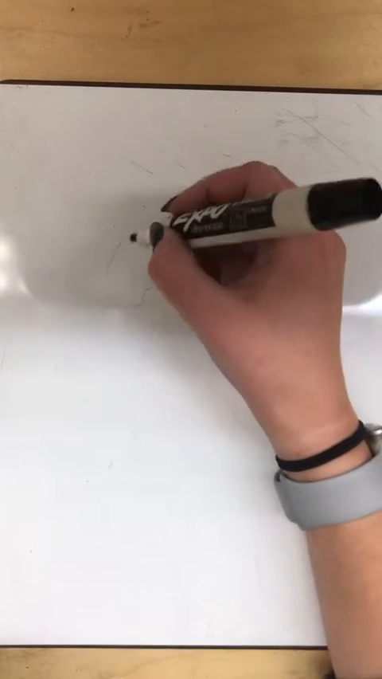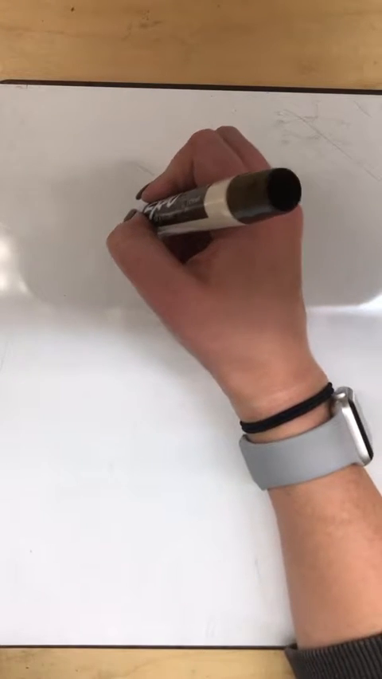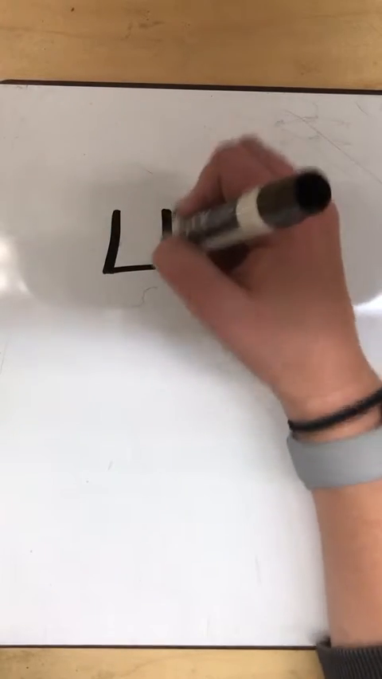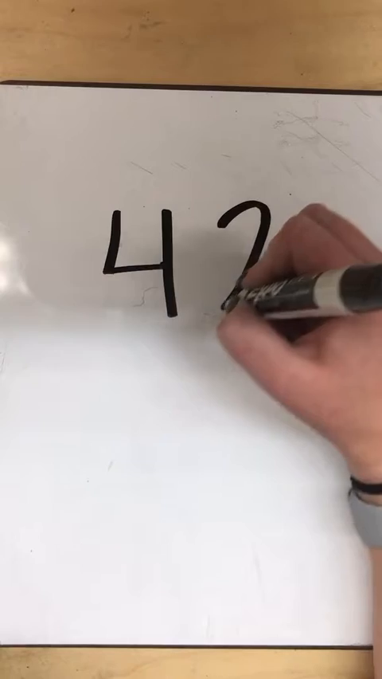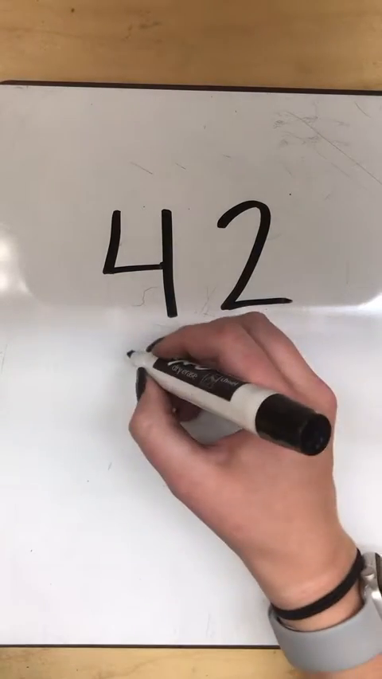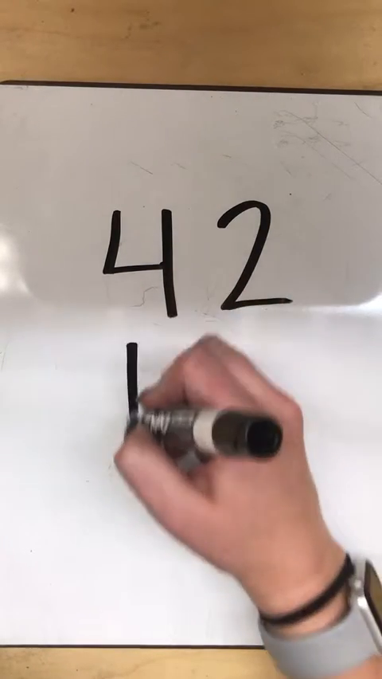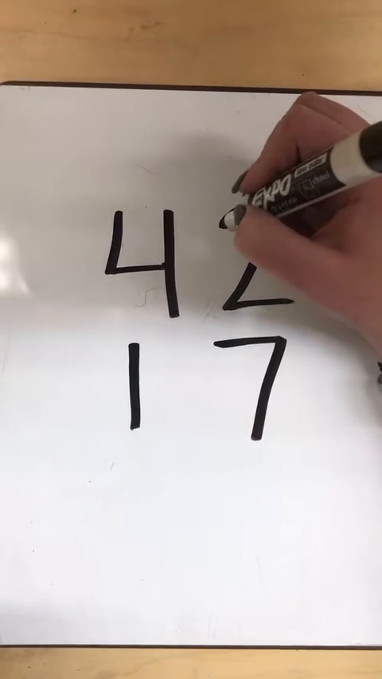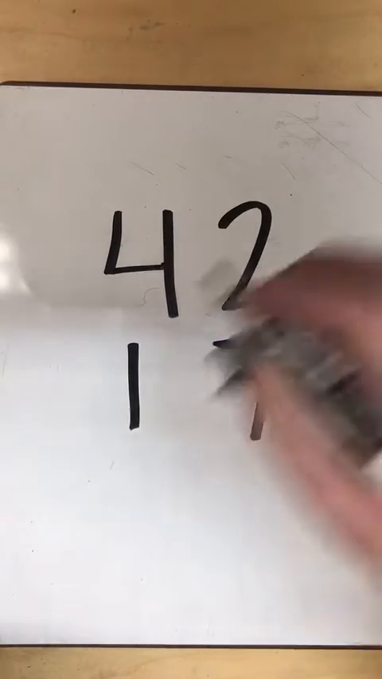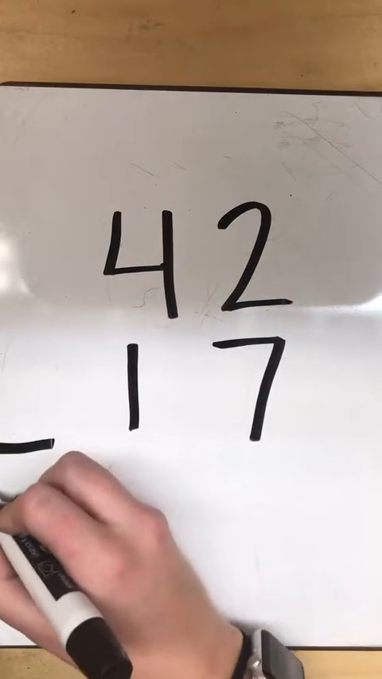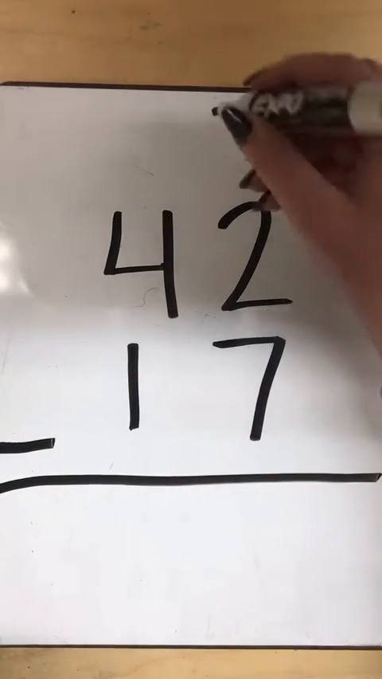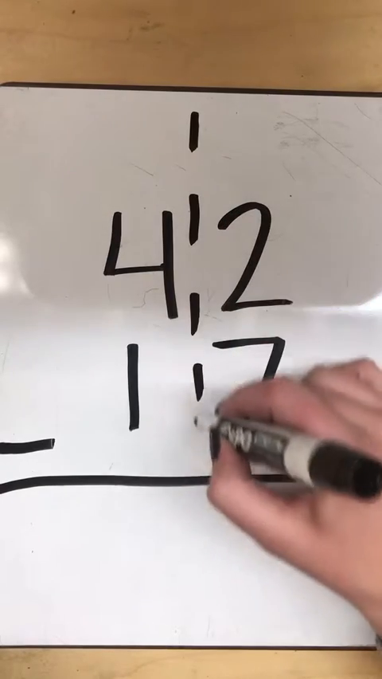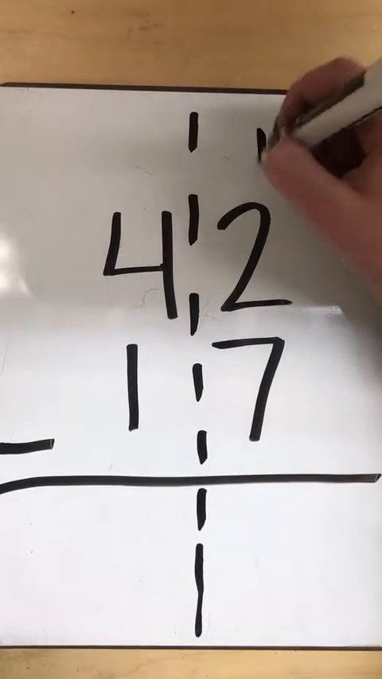So we'll start with 42 minus 17. So again, you're not gonna have the touch points on the top. This first example I'm gonna do with max visuals.